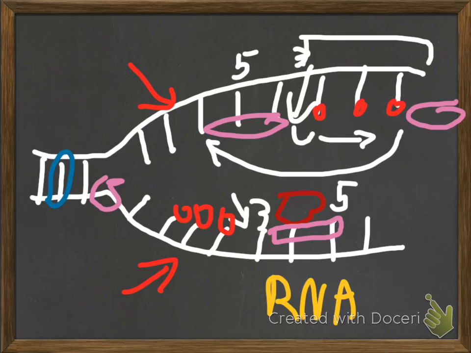Now, once the strand's built, this primer has to be removed, and then the nucleotides are filled in. And what has to happen is a DNA ligase has to come in and join these two bits together because it's not connected.